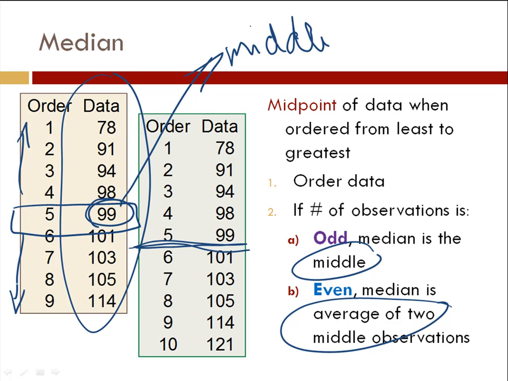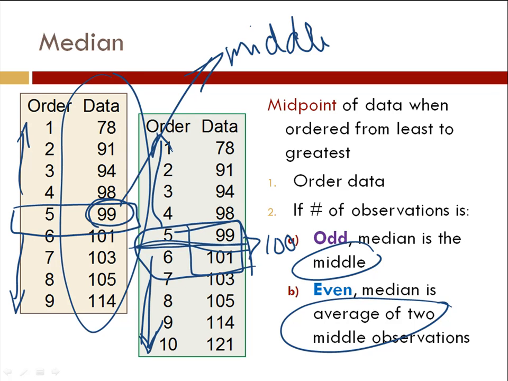With an even number of data values, we actually look at both of these observations that are in the center and we average them. So 99 plus 101, add those together and then divide by 2. Well, obviously that's just going to be equal to 100. And notice how these data values really are in the center because there are 4 data values before them and 4 data values after them.